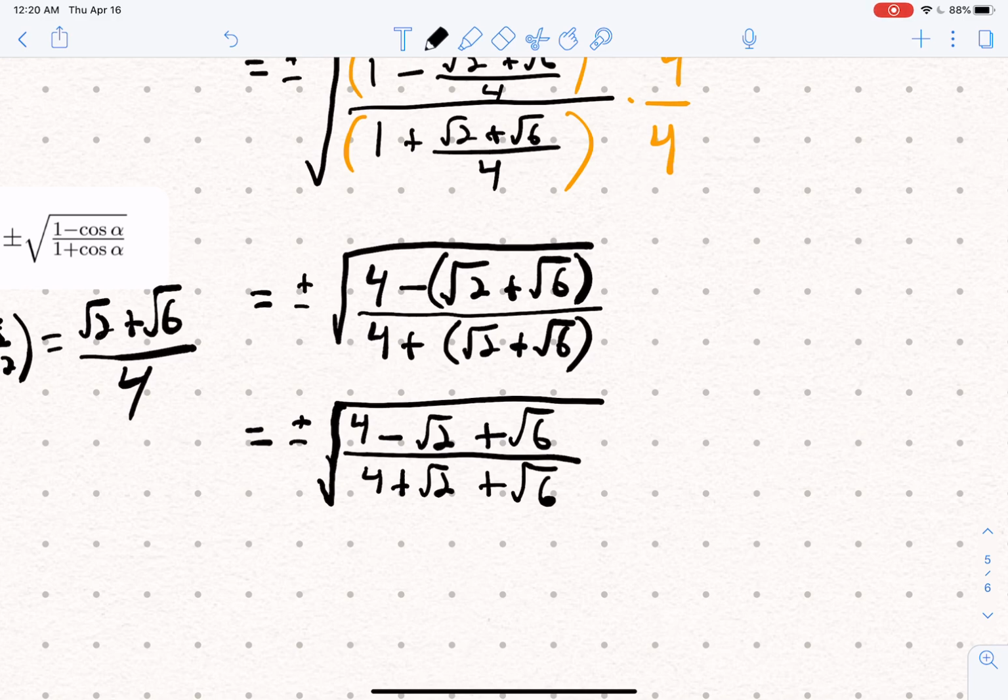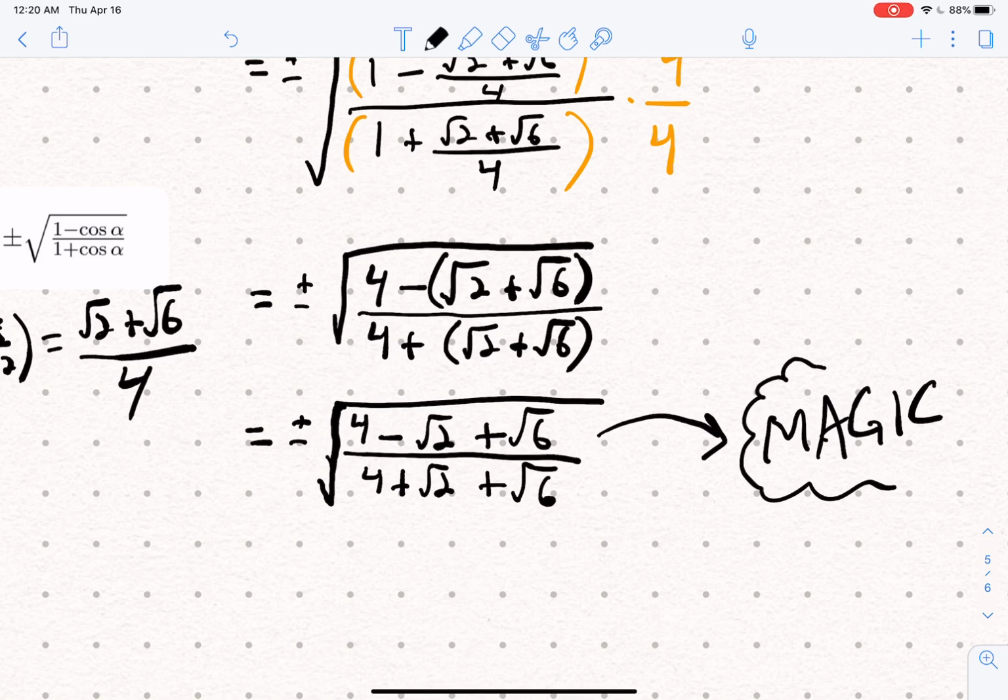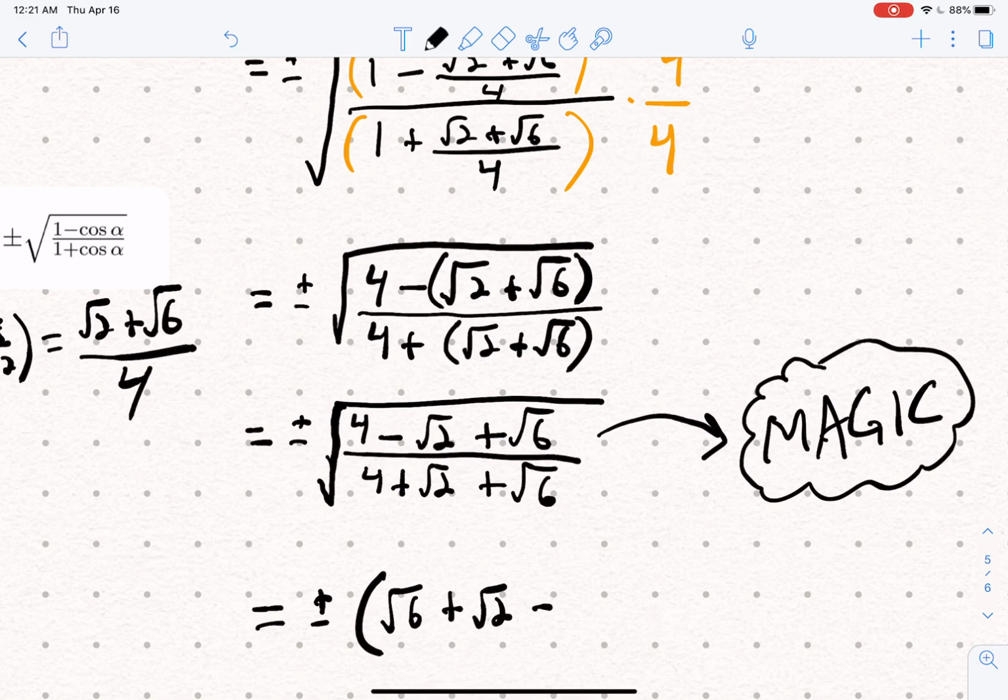I will give you a final answer, and I will leave it under the category of magic of where this answer came from. Okay, so if we simplify this, it's plus or minus, and what does it all come out to in the end? Well, it comes out to the following: radical 6 plus radical 2 minus radical 3 minus 2. And where the heck did we get all of that from? Really good question. That's the magic.